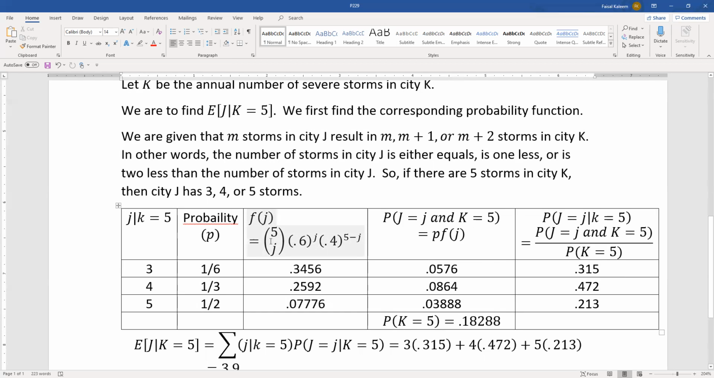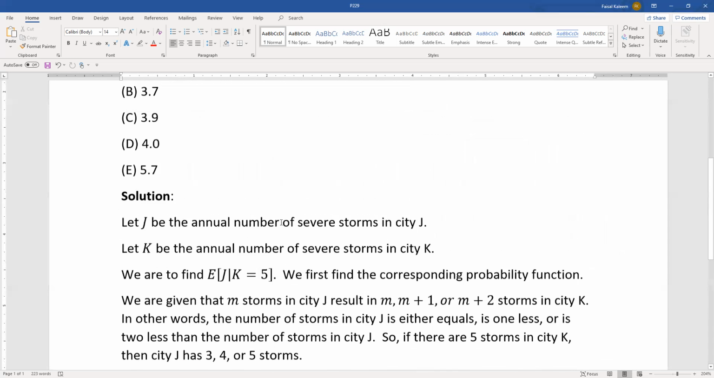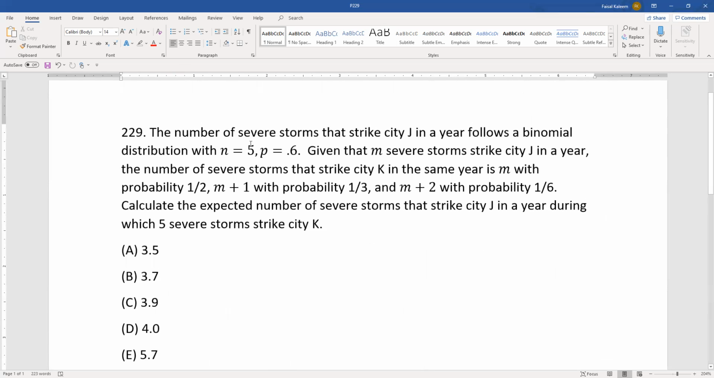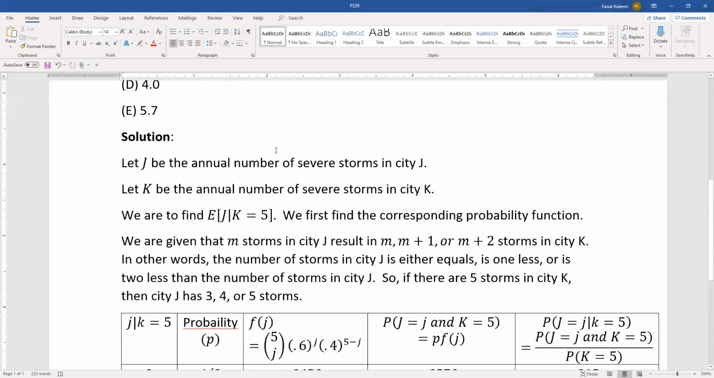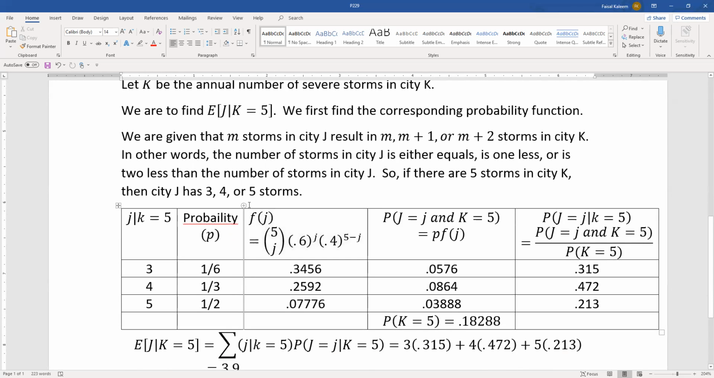We are given that the number of storms in city J is binomial with n equals 5 and p equals 0.6. That was given in the first sentence of the problem. N equals 5, p equals 0.6. So that means f of j is 5 choose j, 0.6 power j, 0.4 power 5 minus j. And when j is 3, it will be 5 choose 3, 0.6 power 3, 0.4 power 5 minus 3, which is this entry. And similarly, this for j equals 4 and j equals 5.